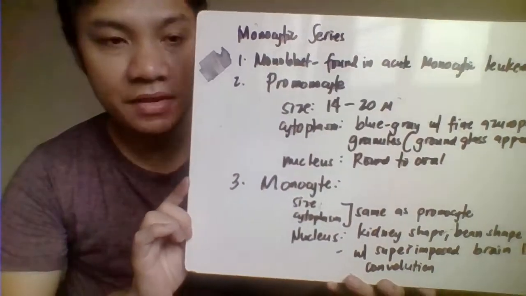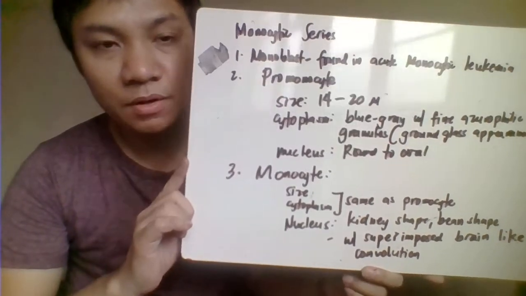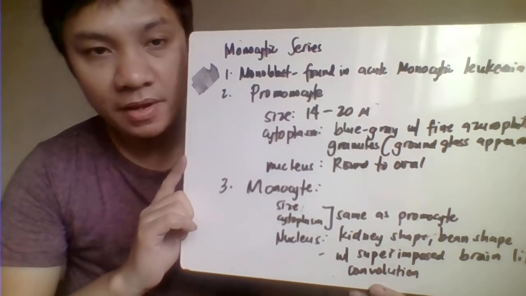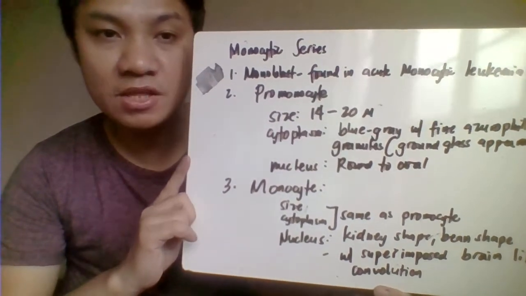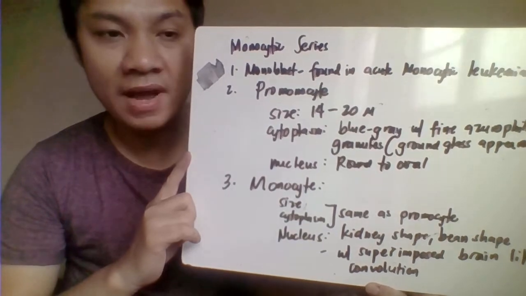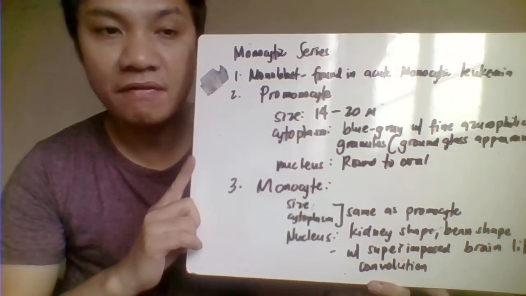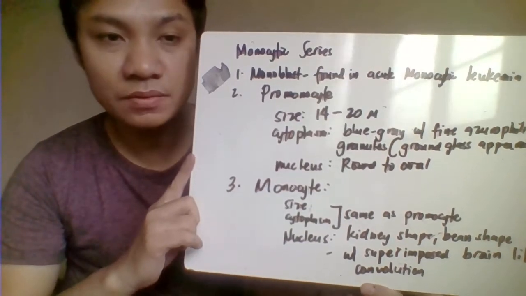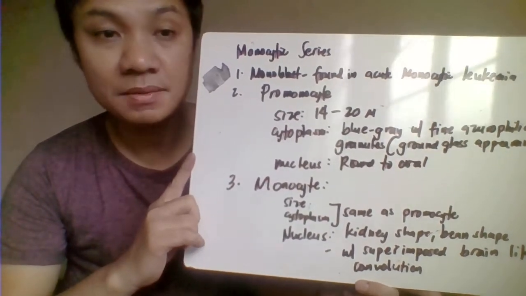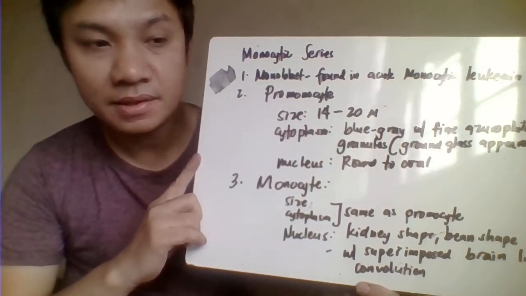Okay, the next one is the monocytic series. So we start with the monoblast. Monoblasts are usually found in acute monocytic leukemia. Then we have the promonocyte, which measures 14 to 20 micrometers in diameter. The cytoplasm is blue-gray with the presence of fine dust-like azurophilic granules, which gives a characteristic na ground glass appearance because of the very fine granules. The nucleus of that is round.